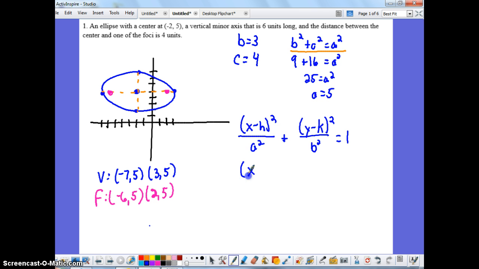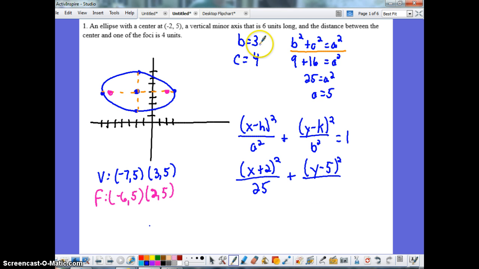Okay, so when I do this, the h and the k, remember the center. So this is going to be x plus 2 from that minus 2 up here, squared, over my a squared, which is going to be 25, plus y minus 5, all squared, all over the b squared, which is going to be 9, and that's equal to 1. That is my final answer.